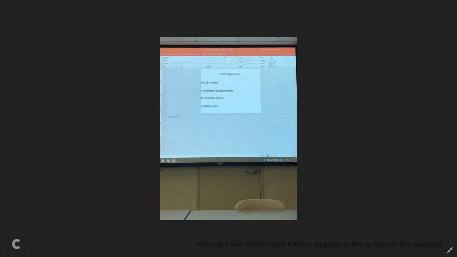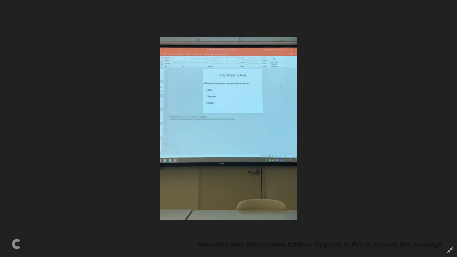NRC regulations: frequency of the survey and wipes, classification of areas, and posting signs. Frequency of surveys and wipes. How often should the surveys be performed? Daily. And how often should the wipe test be performed? Weekly. But you go by your establishment's protocol.